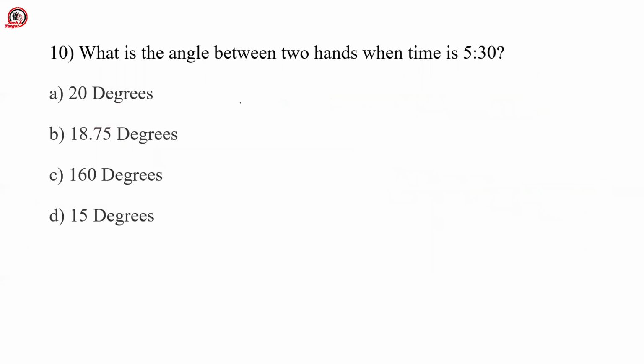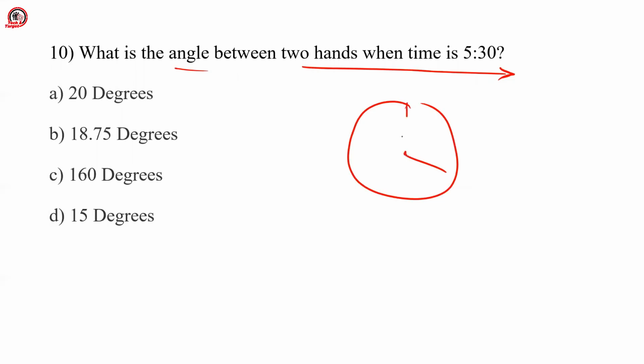All right. Now, what is the angle between the 2 hands when the time is 5:30? In our previous videos, I've told you what you have to do whenever you want to find the angle. Firstly, you will find out what will be the angle at 5 o'clock, right? For every 1 hour difference, there will be 30 degrees. So for 5 hours, there would be 5 into 30, which is 150 degrees.